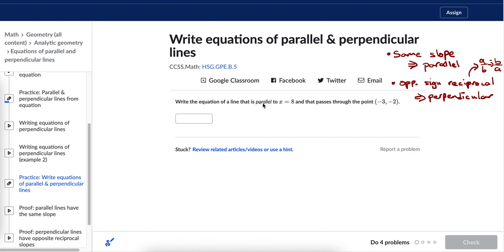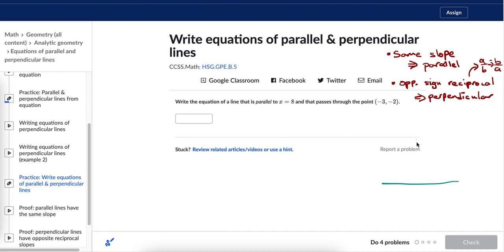Okay, so write an equation of a line that's parallel to x equals 8, and passes through the point negative 3, negative 2. Well, let's visualize this for a second. This is the line x equals 8. This is a vertical line, right? This is a vertical line, x equals 8, okay? So notice that x equals 8, x equals something, means that every x value is going to be 8.